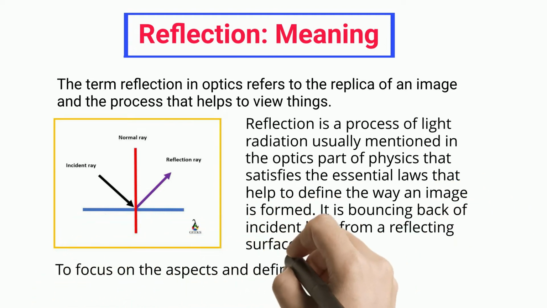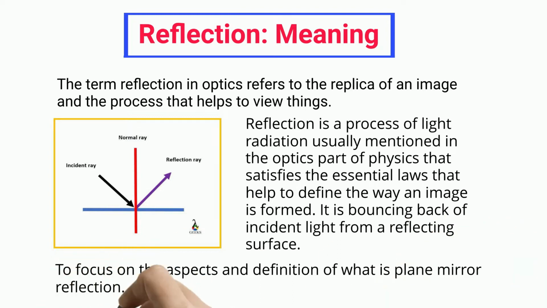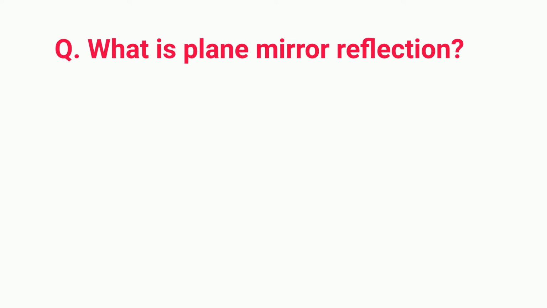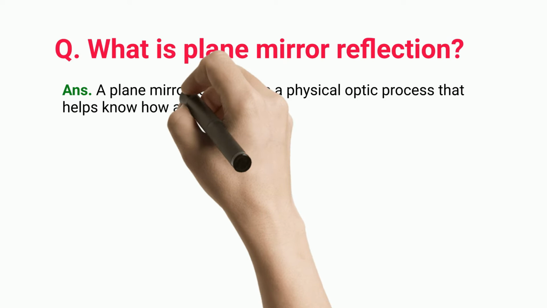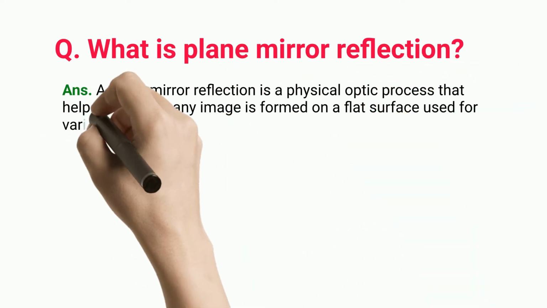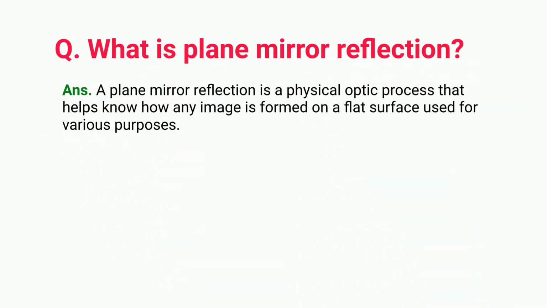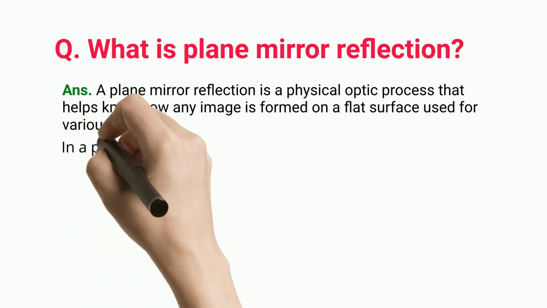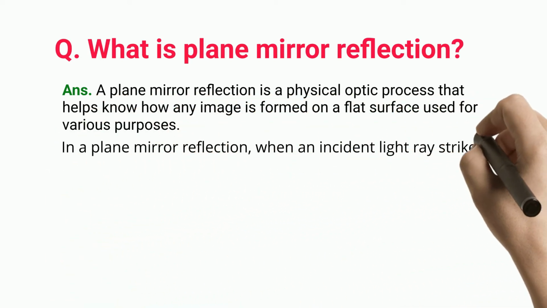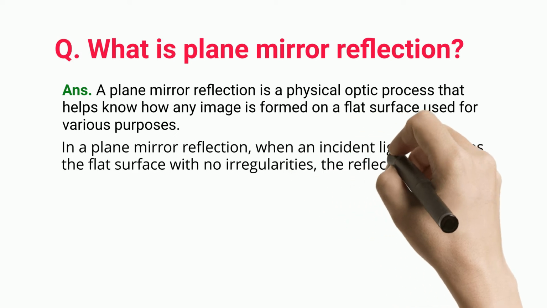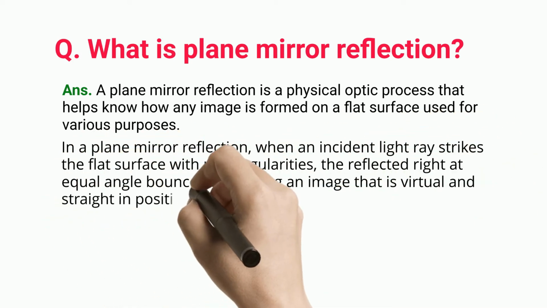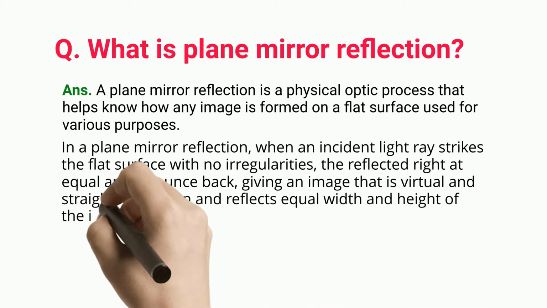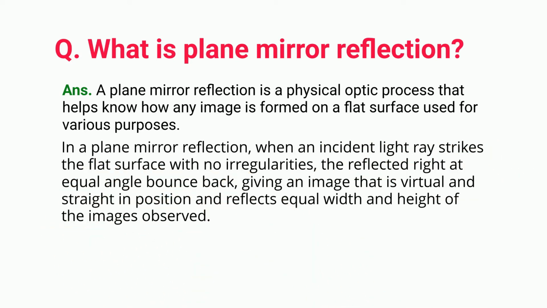To focus on the aspects and definition of plane mirror reflection: what is plane mirror reflection? A plane mirror reflection is a physical optic process that helps us know how any image is formed on a flat surface used for various purposes. In a plane mirror reflection, when an incident light ray strikes the flat surface with no irregularities, the reflected light bounces back at an equal angle, giving an image that is virtual and straight in position and reflects equal width and height of the images observed.